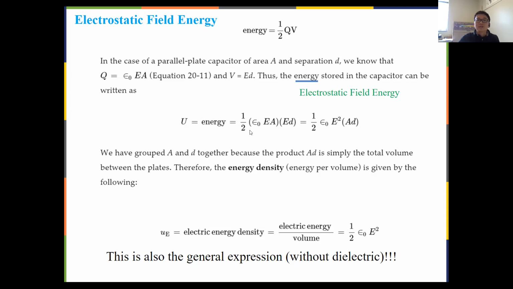So your energy can also be written as 1/2 epsilon naught E squared times A times D. A is the area, D is the separation of the capacitor, and A times D gives you a volume. If you divide the total energy by the volume, that is the energy density. Let's use lowercase u sub e to mean energy density for the electric field, equal to 1/2 epsilon naught times E squared.